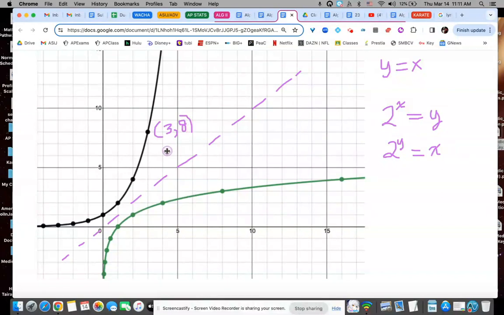Okay, so for the inverse of that, I have to switch my x and y's, just like I did in my equation. I switched my x and y's. So now the point I'm graphing is (8, 3).